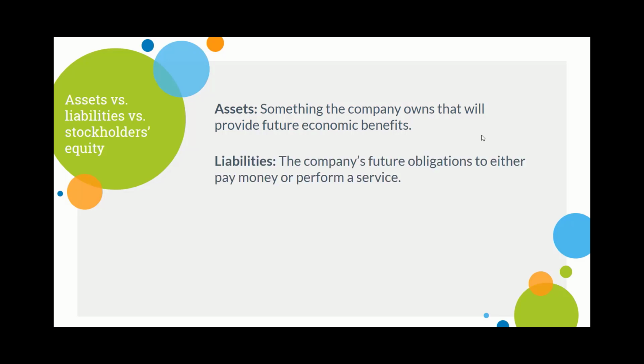So then we have liabilities. Well, a liability is the company's future obligations to either pay money or perform a service. So if I have a bunch of debt, well, that's a liability. So one day I have to pay off that debt. So that's a future obligation to pay back the bank.